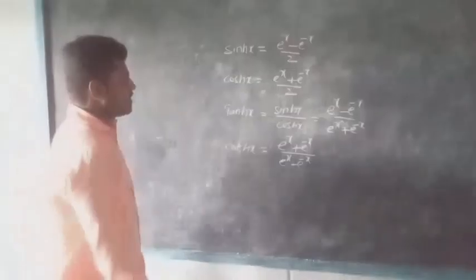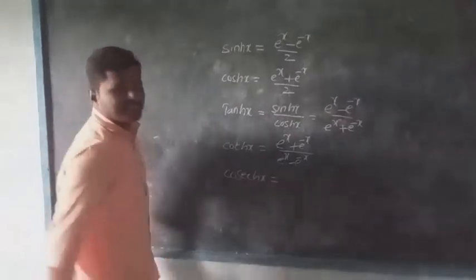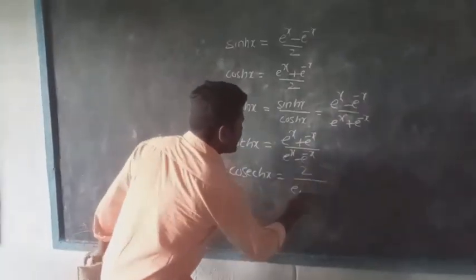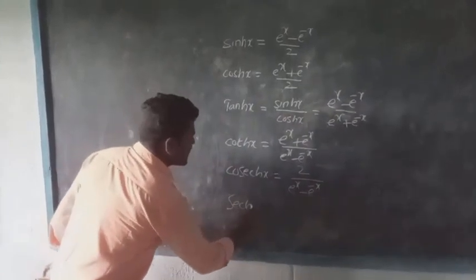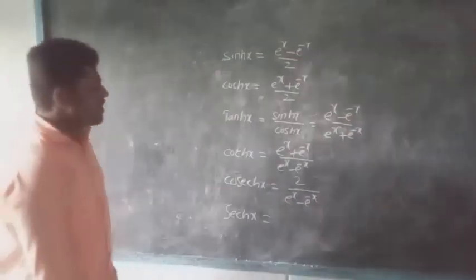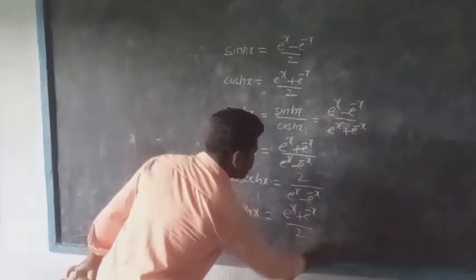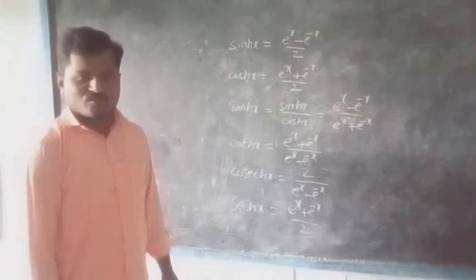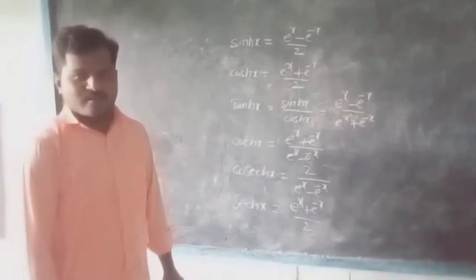Next one, cosecant hx. Cosecant is the reciprocal of sin hx, so it is 2 by e power x minus e power minus x. Next, the last one, secant hx. Secant is the reciprocal of cos, so it is 2 by e power x plus e power minus x. These are the hyperbolic trigonometric ratios. You have to remember these 6 hyperbolic functions.